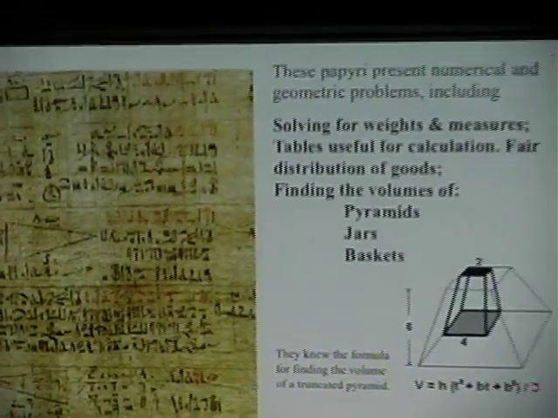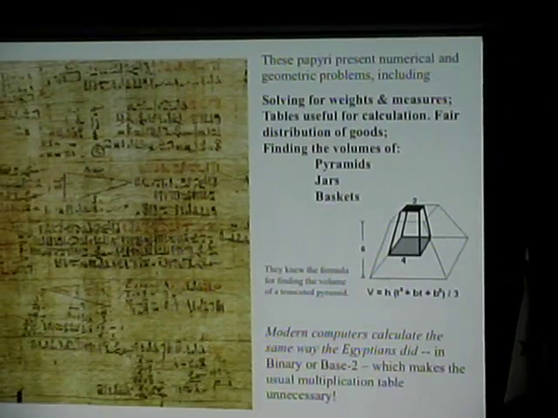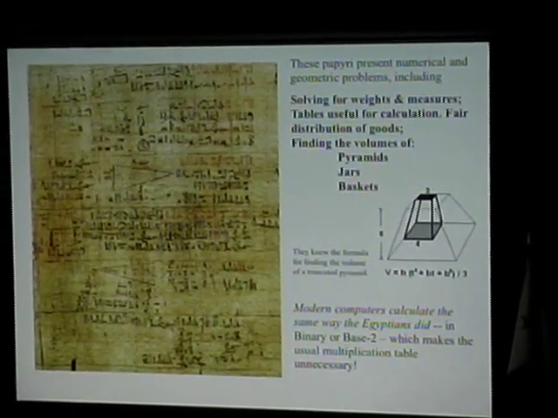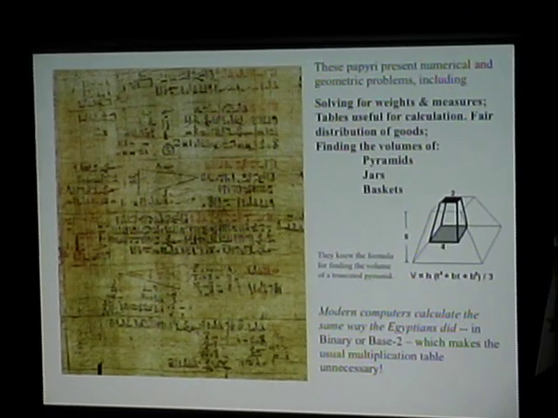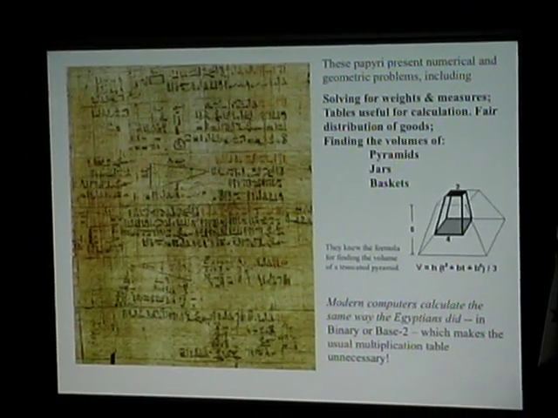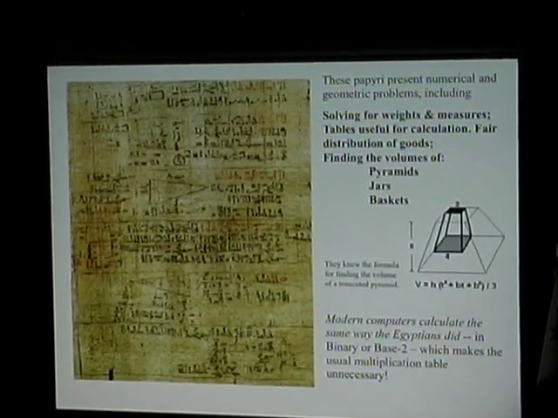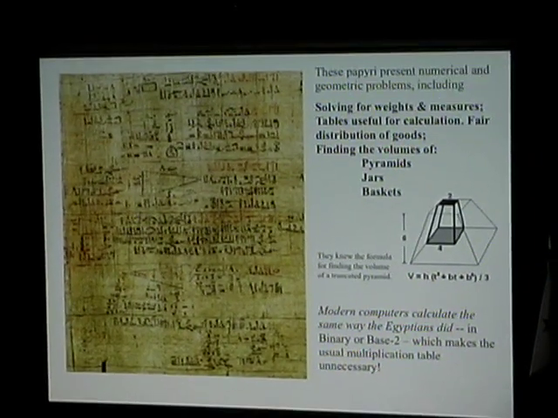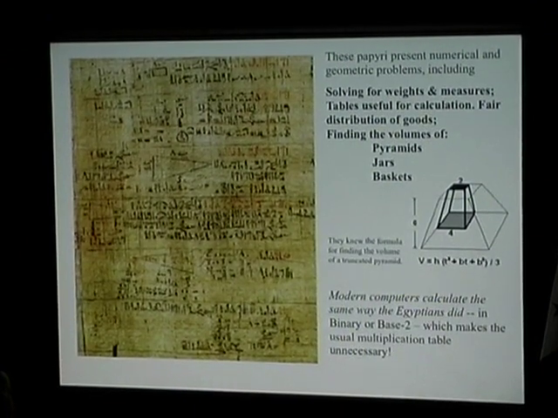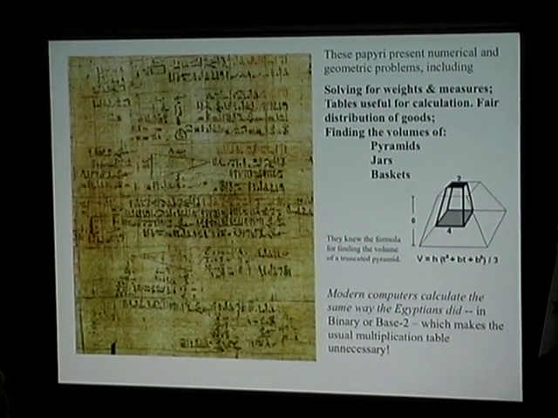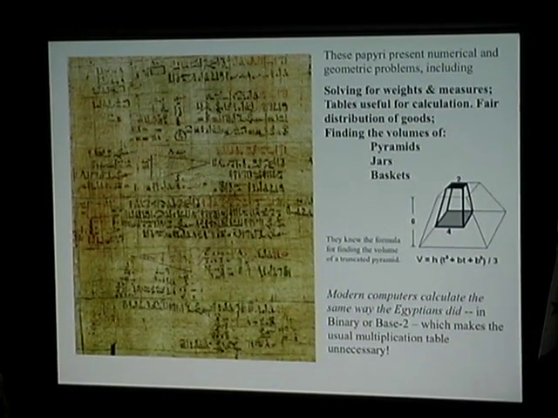They figured out this particular formula. So their mathematics was quite practical. That we can be sure of. In fact, modern computers calculate the same way that the Egyptians did, in base 2 or binary, without a multiplication table. Now, when I was in 3rd grade, nobody told me that you could multiply without a multiplication table. It would have saved a lot of people a lot of grief.